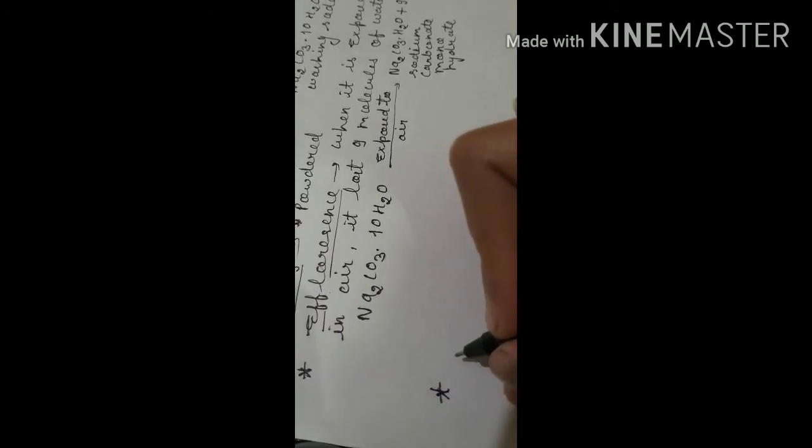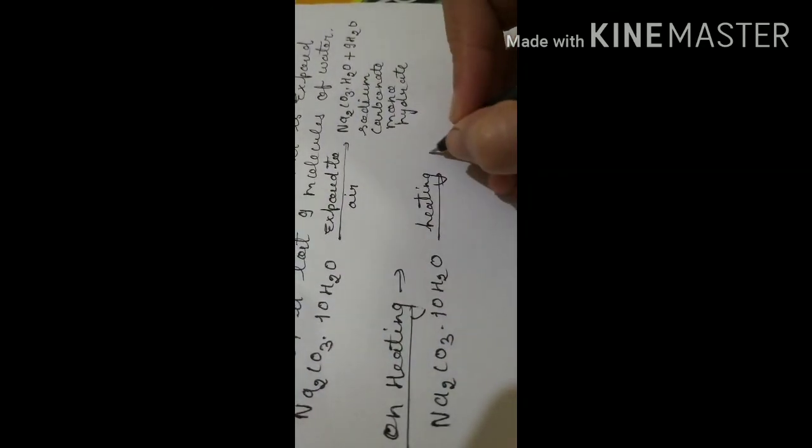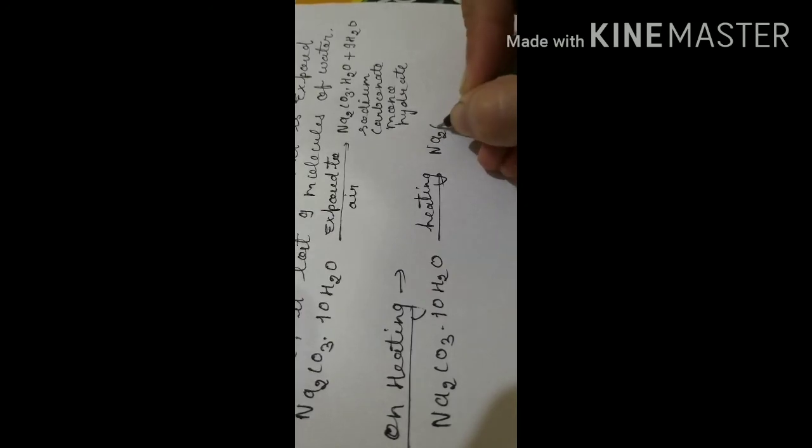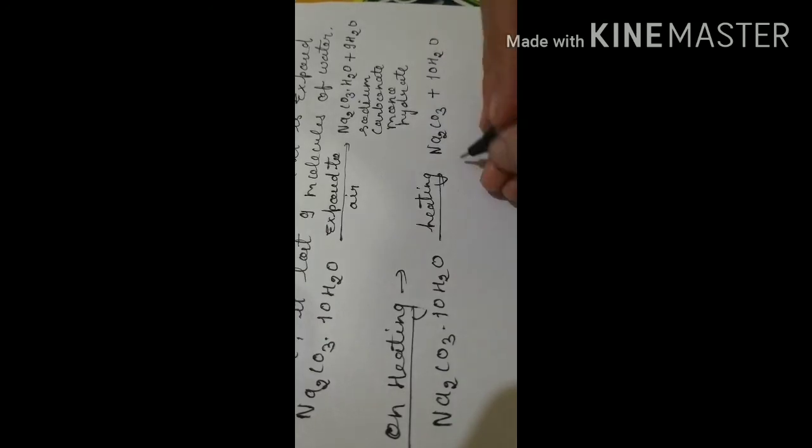The other chemical property that you have to know is on heating. What will happen when you heat washing soda directly? Then it loses its complete 10 moles of water. It converts into a dry form on heating. Here I am writing, or otherwise you can make a symbol for heating also. Now what will happen? Na2CO3 plus the complete 10 moles of water comes out, and again the soda ash forms.